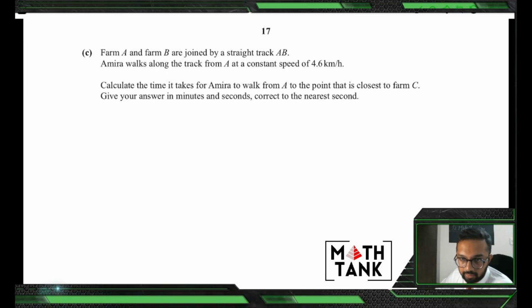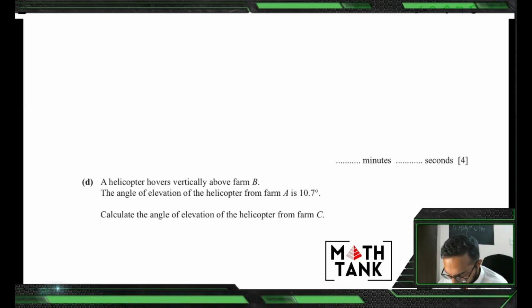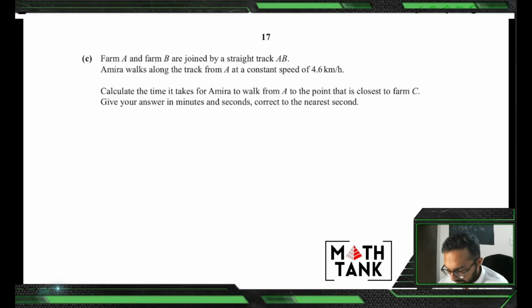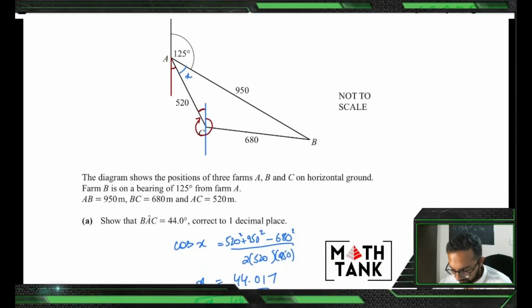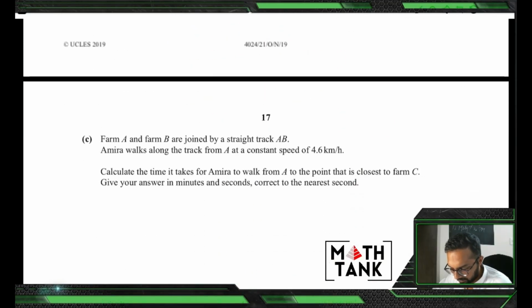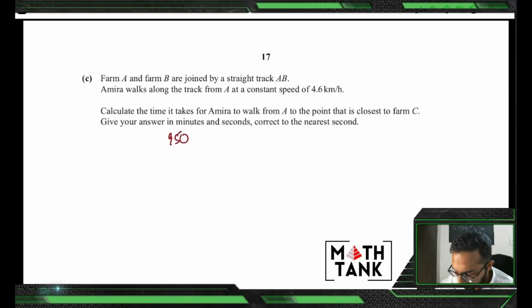Then it says form A and B are joined by a single straight track AB. A mirror walks along the track from A at a constant speed of 4.6. Okay, this question is about speed time, but I want to do the next part as well. So A to B is 950 meters. Since I see the speed in kilometers, can I just say that this is 0.950 kilometers? That's the distance.